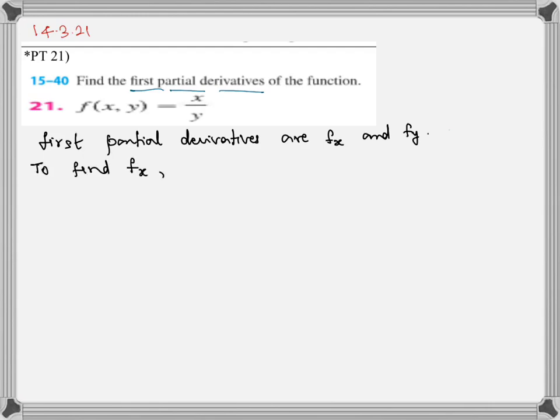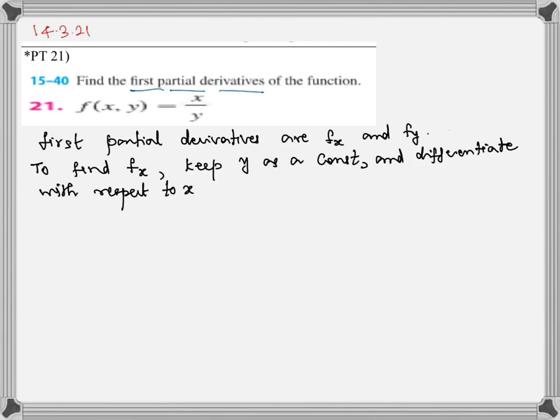To find f x, treat y as a constant and differentiate with respect to x. So here f of x y can be written as x times y to the negative 1.